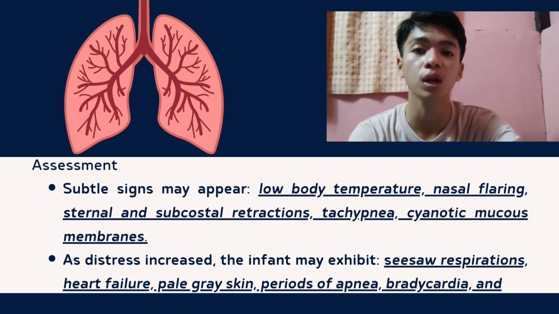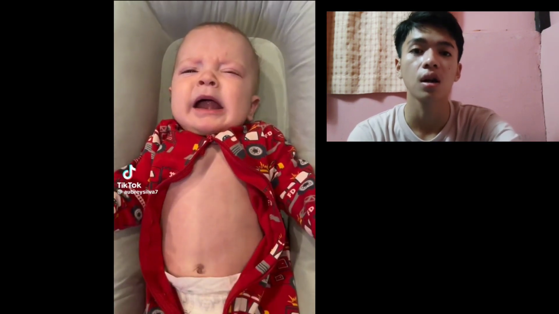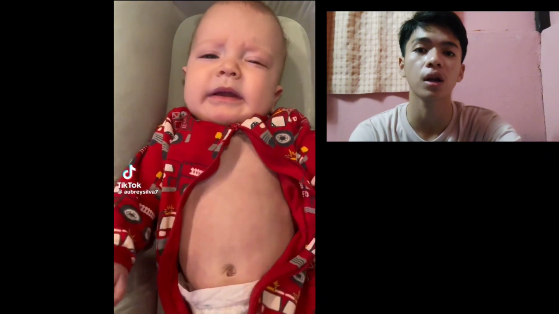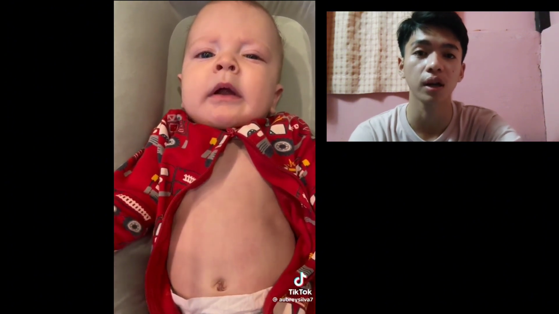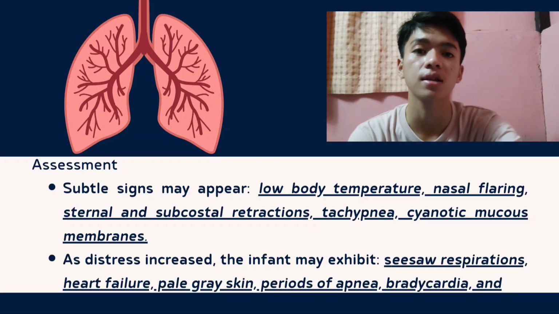I'm gonna show you a video clip on how retractions look like in an infant. As you can observe in the video, there is an inward movement of the abdomen just below the rib cage. Next subtle sign is tachypnea or abnormally rapid breathing.